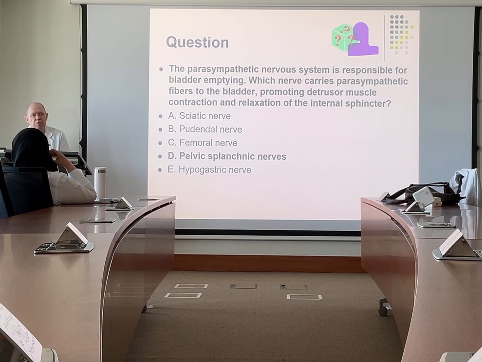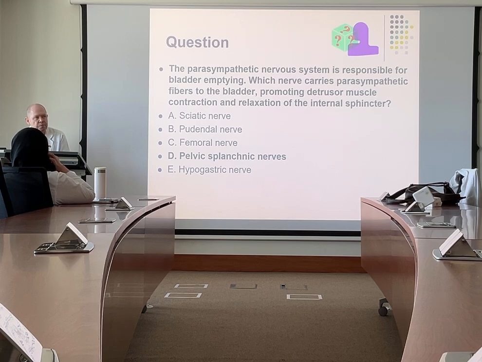Where can we find the postganglionic parasympathetic neurons? Inside of the organ. How do we call those? Terminal ganglia. Now those terminal ganglia will send axons to the detrusor muscle and to the internal urethral sphincter. So it's always two neurons, pre and postganglionic. Pelvic splanchnic nerves we're always talking about are just axons from the preganglionic neurons.